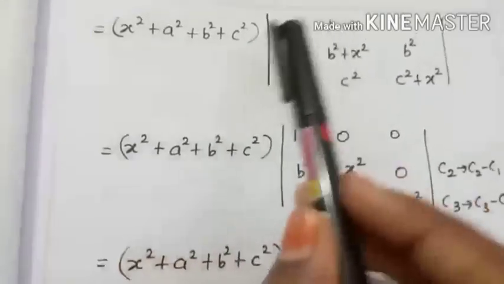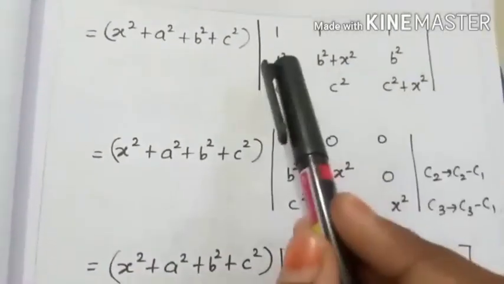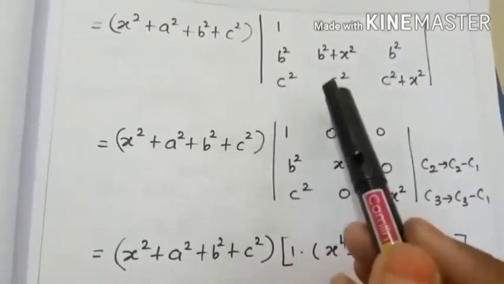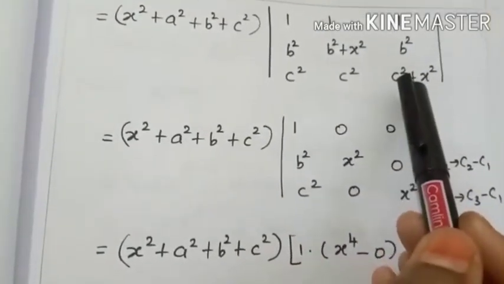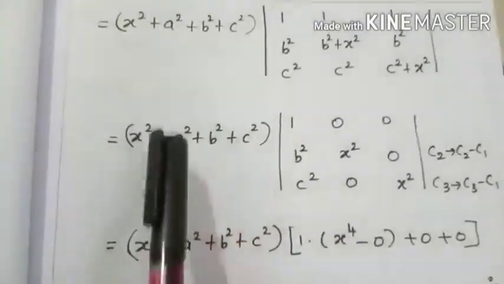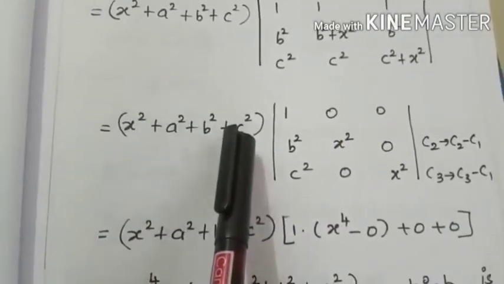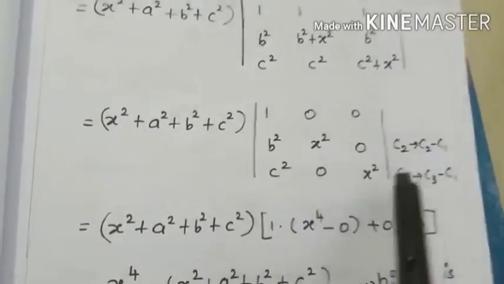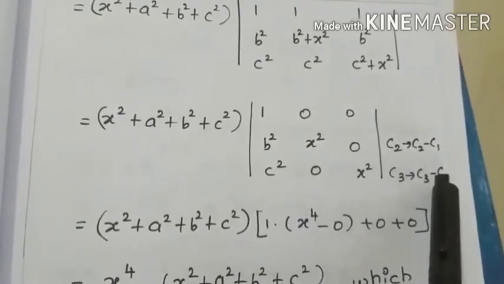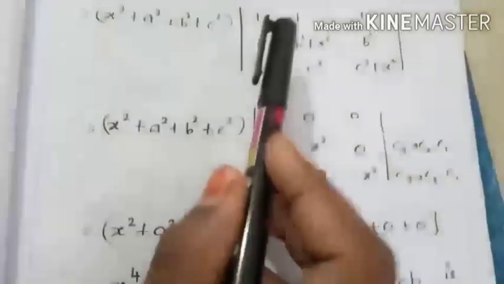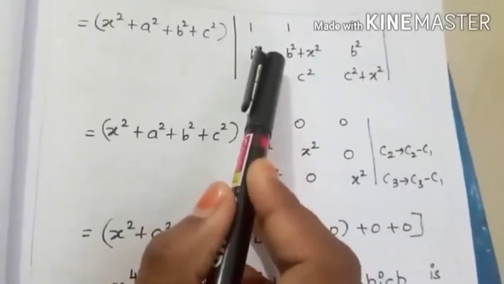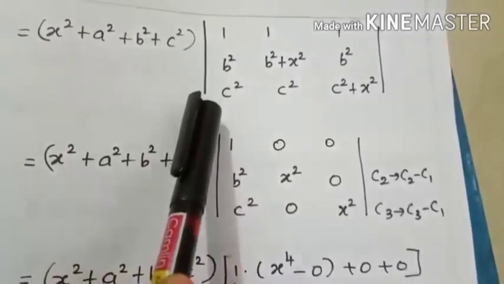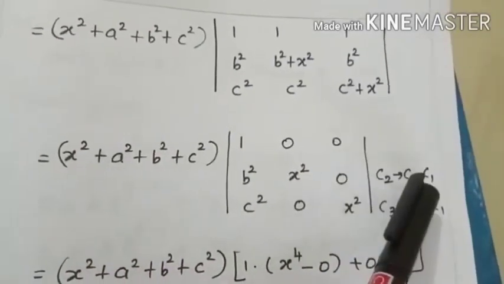into determinant of 1, 1, 1, R2 B squared, B squared plus x squared, B squared, C squared, C squared, C squared plus x squared, which is equal to x squared plus A squared plus B squared plus C squared into determinant of C2 tends to C2 minus C1, C3 tends to C3 minus C1. So what is C2? C1 is 1, B squared, C squared, and C2 tends to C2 minus C1.